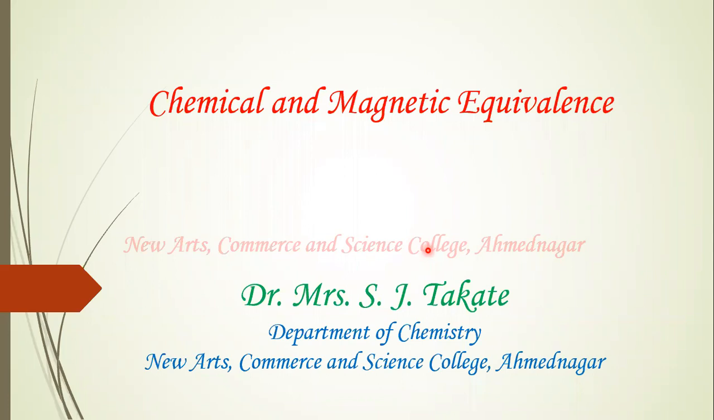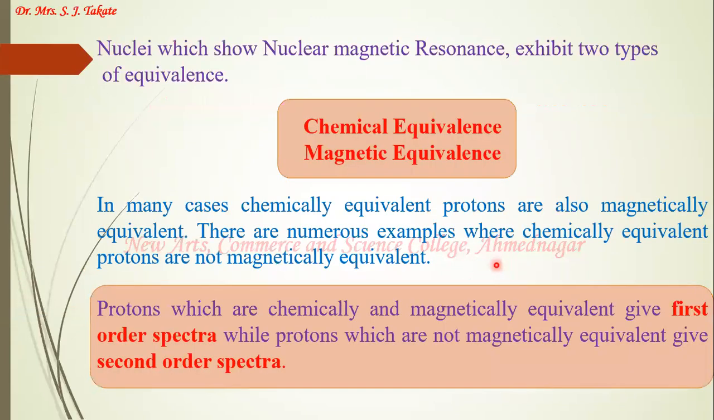In the last few lectures, we have studied chemically equivalent protons, their splitting patterns, and the coupling constants. Now again, we are going to study chemical and magnetic equivalence. But now we are going to study this in a slightly different way: chemical equivalence in terms of homotopic or enantiotopic protons, and chemical non-equivalence in terms of diastereotopic protons.